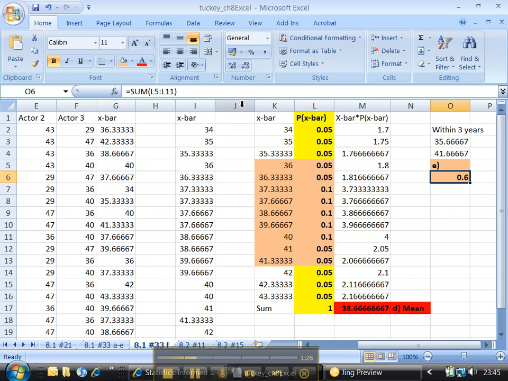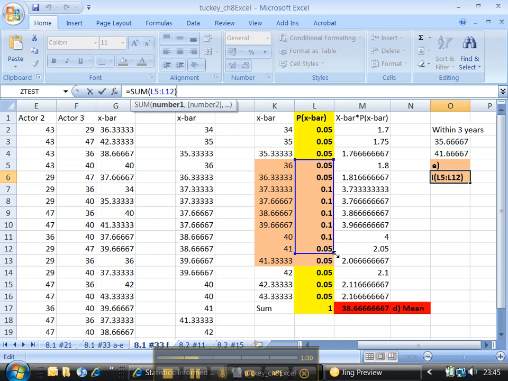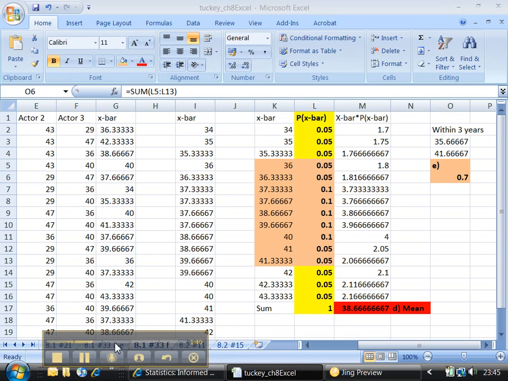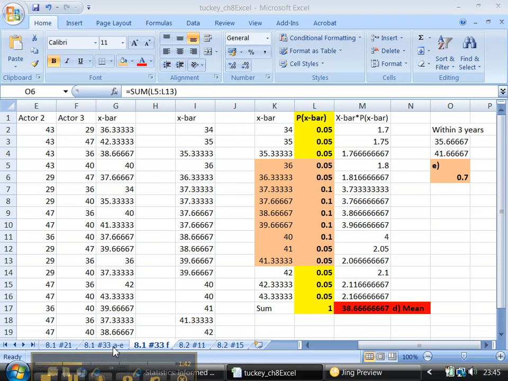What do the probabilities add up to? Well, you want to make it the sum of all those ones you just highlighted right there, right? All of these probabilities have to add up. There we go. So it's 0.7. It's a little bit higher. Now think about why that is for a second before we head away from this problem.